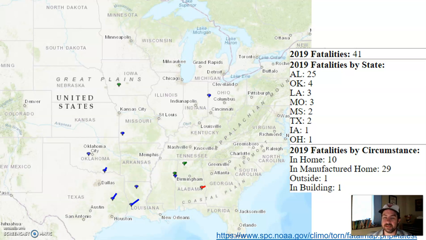We can see that in the number of fatalities as well. So 2019, all of these are tornadoes that caused fatalities. So 25 fatalities in Alabama, the lion's share. Louisiana, over here. Mississippi, over here. You get a handful in Texas and Oklahoma, but the vast majority are in the south here.